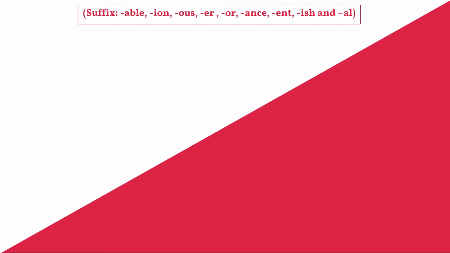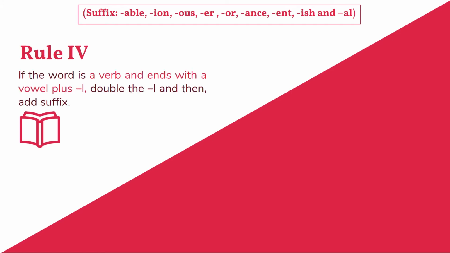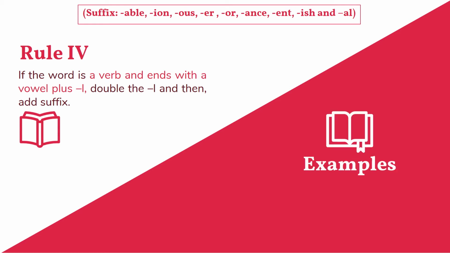So, for the same set of suffixes, rule number 4 states that if the word is a verb and it ends with a vowel plus L, then we have to double that L and then add the suffix. Let's see the examples to clear this point. Counsel, counselor. As you can see, the word ends with an L and there is a vowel E before L. Hence, while adding the suffix, we have doubled the L and hence the spelling double L-O-R.